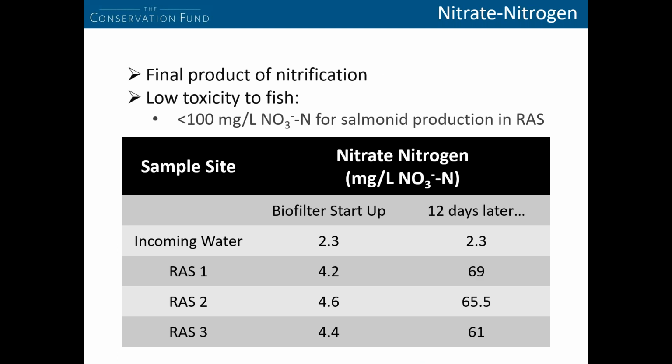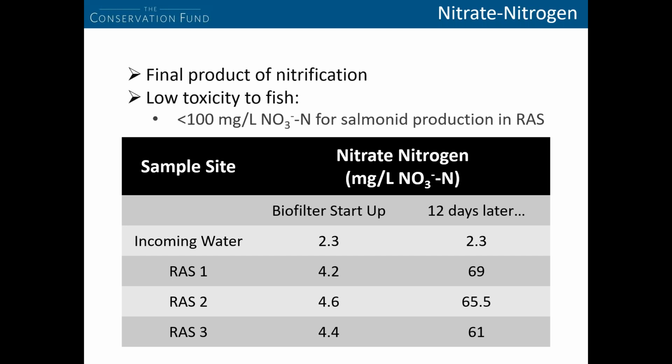So nitrate nitrogen is the final product of nitrification. Fortunately, it doesn't really become problematic until concentrations are fairly high. We found that rainbow trout exhibited low-level toxic responses, so increased swimming speed, increased side swimming behavior, things like that, when nitrate reached 80 to 100 milligrams per liter. But we've had other cohorts of trout that did not present these symptoms even above these concentrations.